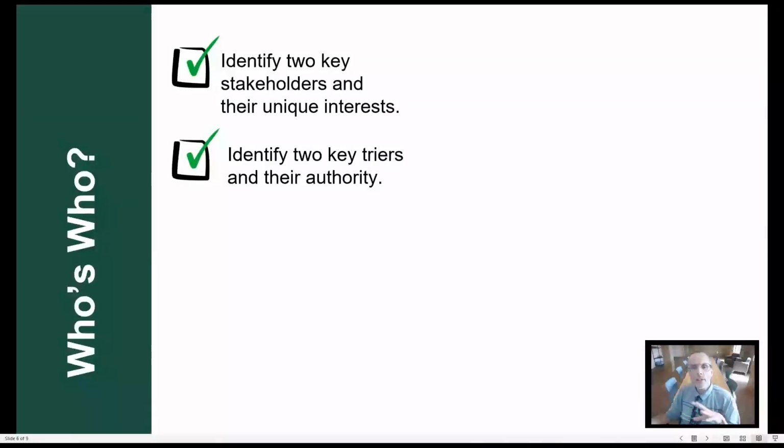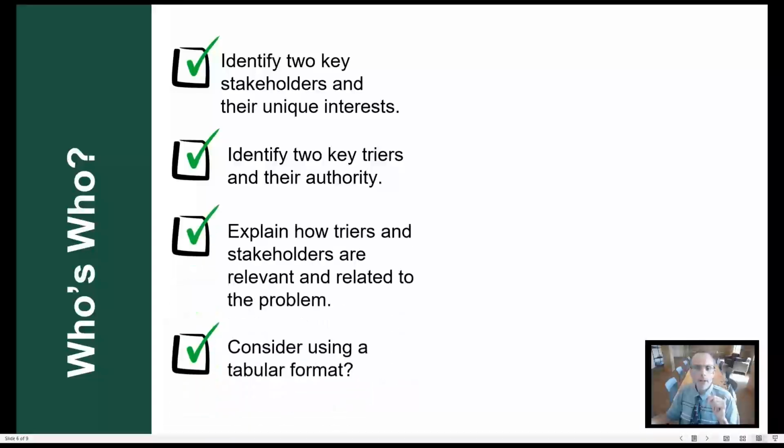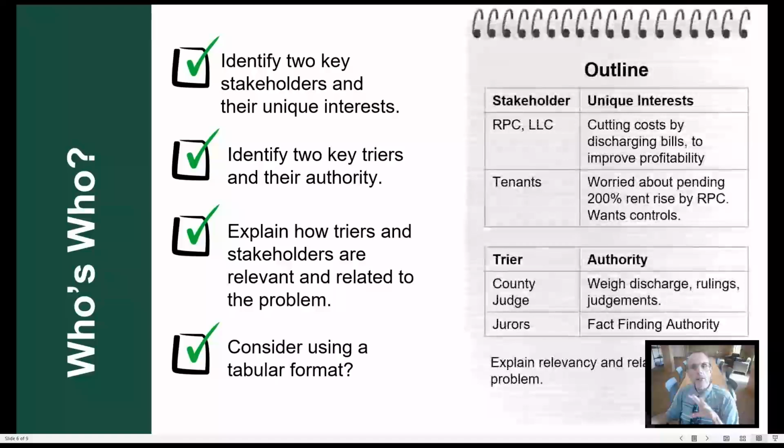The Who section is just like before. We identify two stakeholders and their unique interest, and we identify two key triers and their interest. Not a big surprise, right? Then we explain how they are related and relevant to the problem. However, writing up big long paragraphs for this can really be challenging. So you may want to consider a tabular format like we see in the outline to the right. This outline is just a suggestion, but it may help you out.